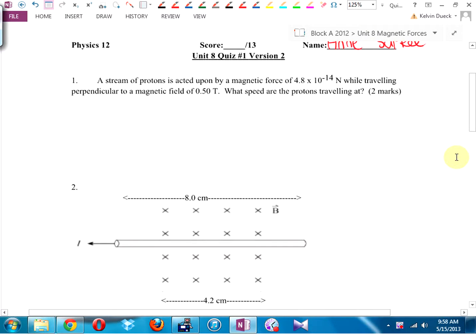Number 1, although this is a written, this would be a multiple choice. This is too easy for a written. They want the speed, but I see magnetic force, magnetic field. You know what? We're using the equation for the magnetic force on a moving charge. Oh, and hopefully by this time, Jake, you picked up on my notation.